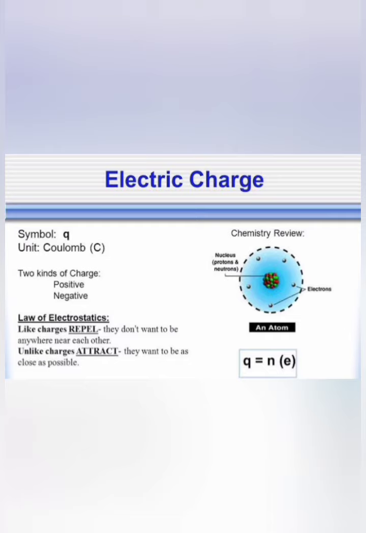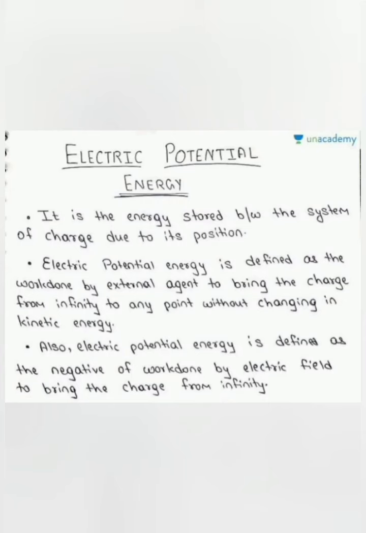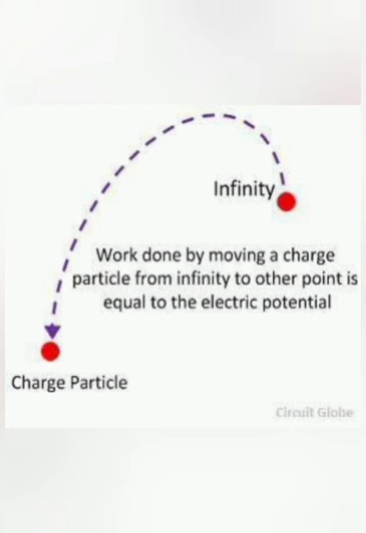Then the second one is electric potential. What is meant by electric potential? The ability of a charged body to do work. Any body that has charge has the ability to do some work, so it is called electrical potential. The ability of a charged body to do work is called electric potential.